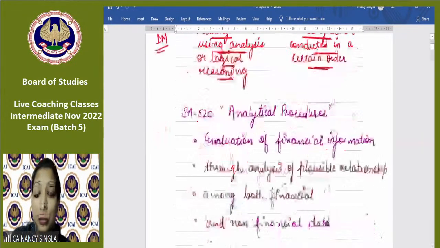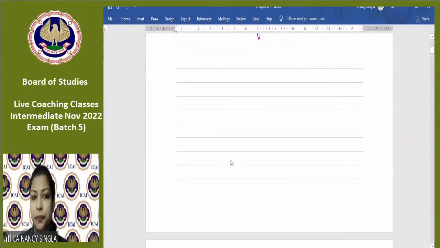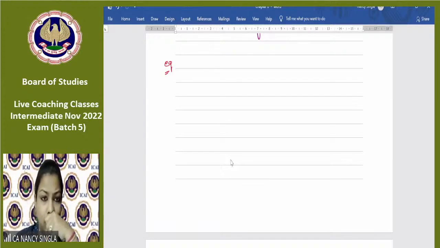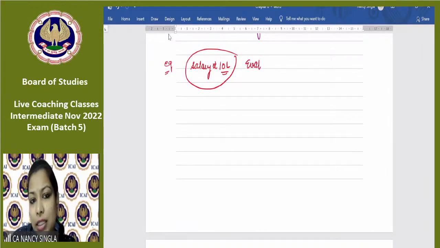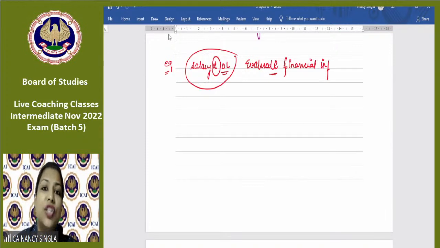Now, in order to understand the definition of analytical procedure, let us first try to understand this example. Suppose our company, the client for which we are conducting the audit, has shown a salary expense of, let's say, rupees 10 lakhs in its P&L account. Okay? And the auditor has to evaluate this information. So I can say the auditor will evaluate this financial information. This is a financial information. It is mentioned in rupees. So the auditor will evaluate the financial information.